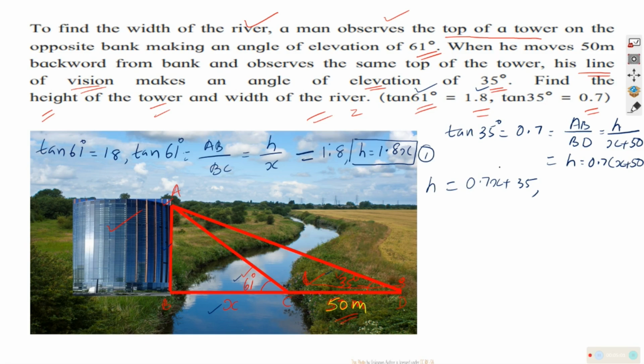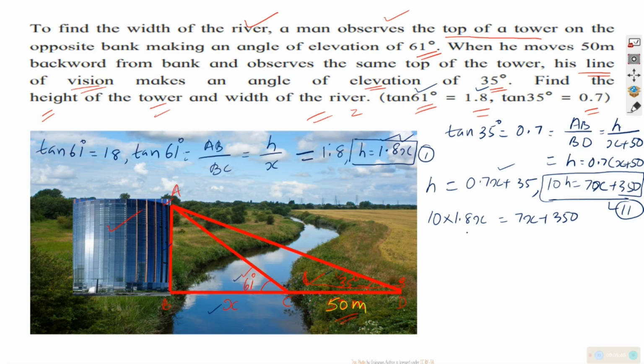To make it convenient, like removing the point, we can write 10h is equal to 7x plus 350. Correct? So we got two equations: 10h is equal to 7x plus 350, and h is equal to 1.8x. We are masters, and simultaneous equations have come, so we will play with them. So from equations 1 and 2, if I substitute for 10h the value 10 into 1.8x, it is equal to 7x plus 350.